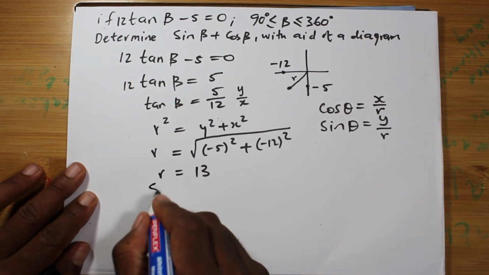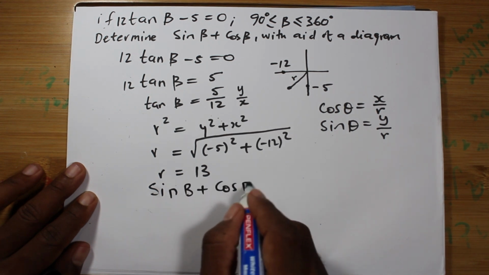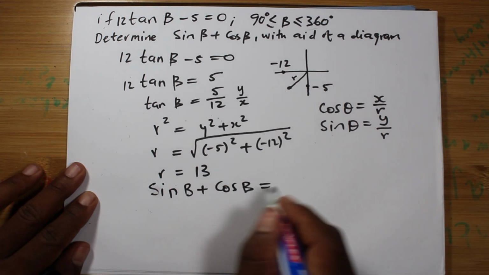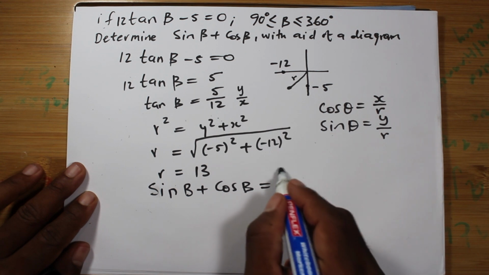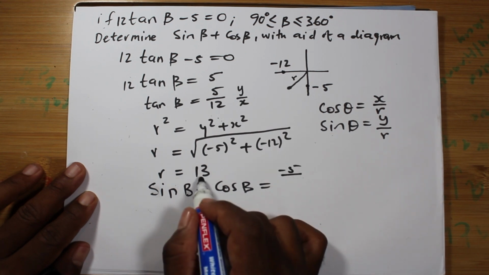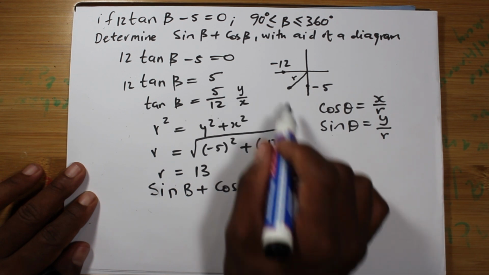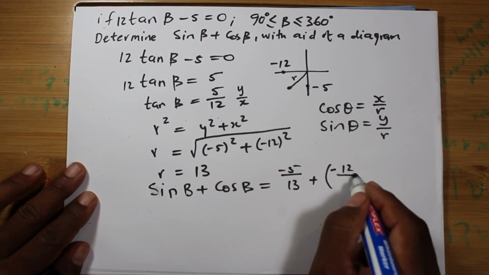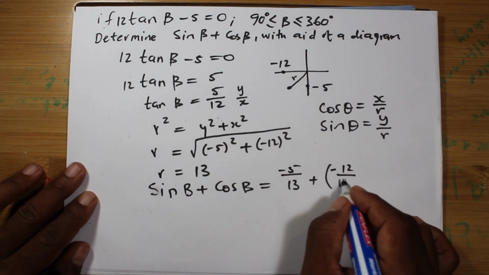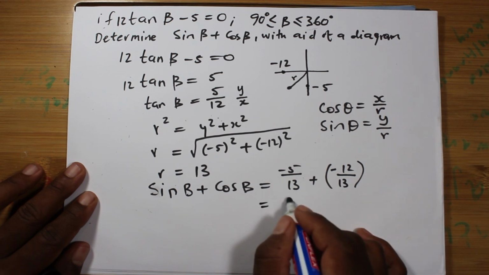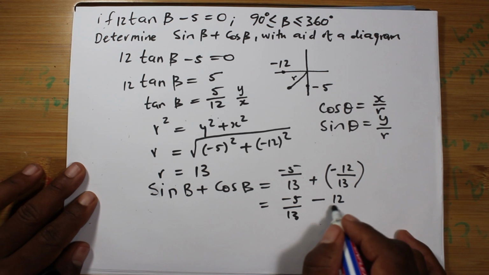Sine b plus cosine b would now be y over r. Our y is negative 5 divided by the r, which is 13, plus a negative 12, which is the x, divided by the r. In this case, our r is 13. So then we have minus 5 minus 12 divided by 13.